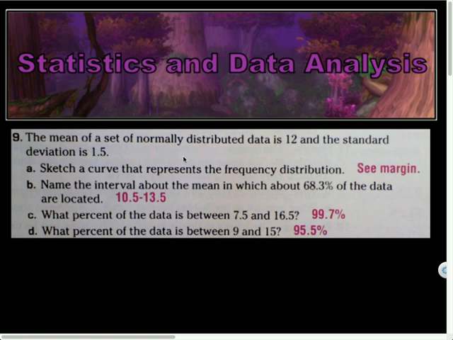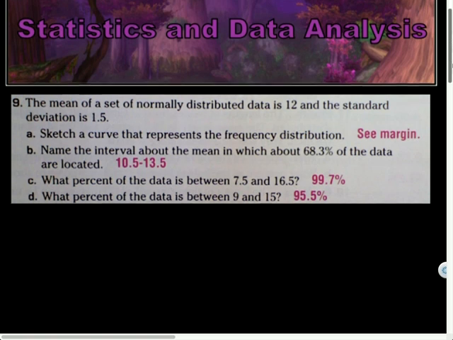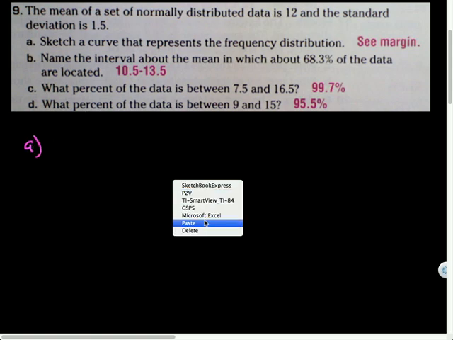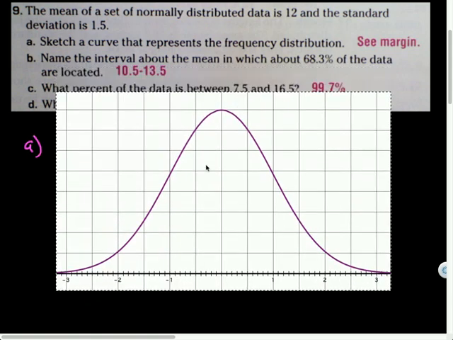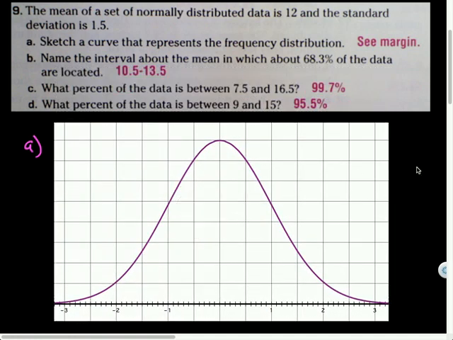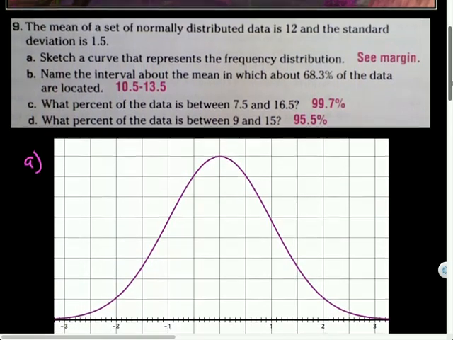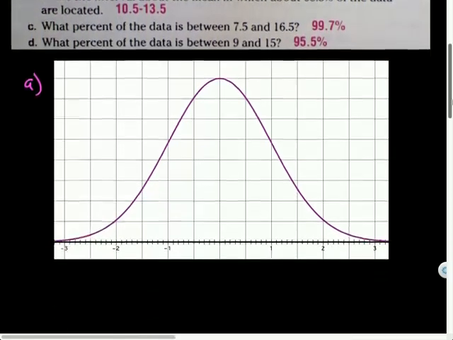Let's see. So the mean is 12, and the standard deviation is 1.5. So part A says sketch a curve that represents the frequency distribution. So let's see. Wow, look at that sketch. I'm amazing at this. Wow, that's so good. So let's see. What did I know? I knew that the mean was 12.